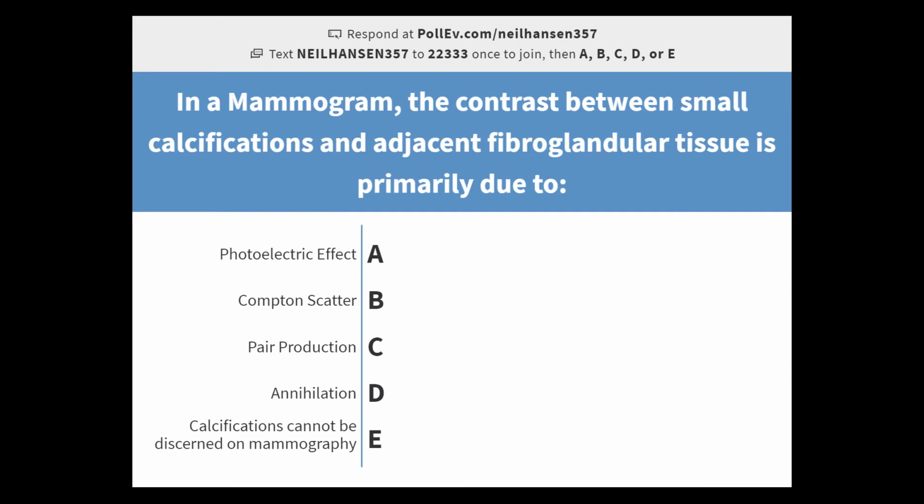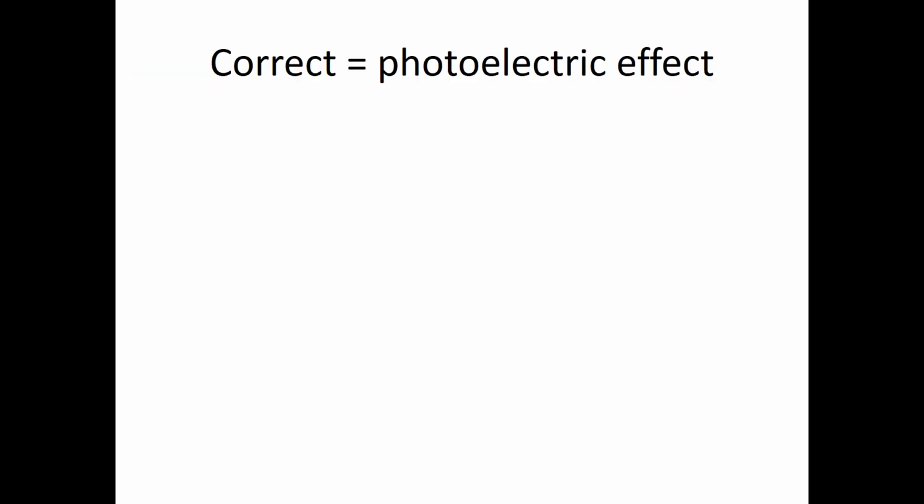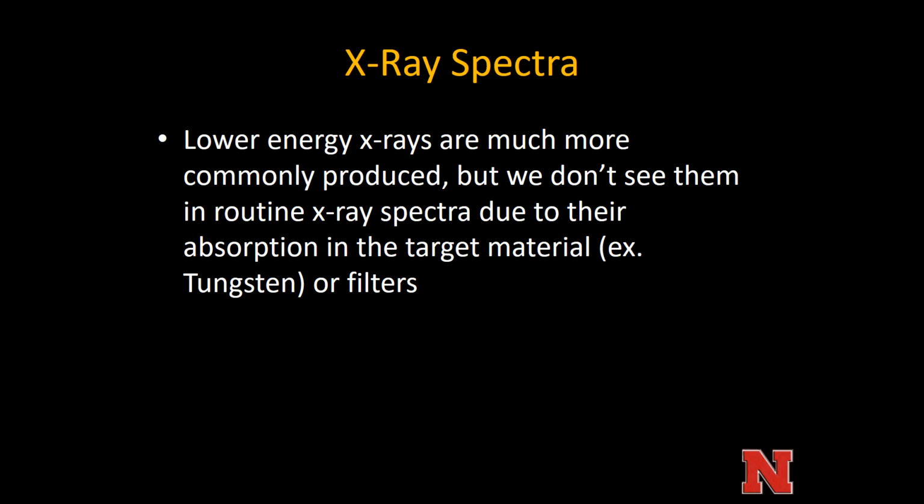In mammography, contrast between small calcifications and adjacent fibroglandular tissue is primarily due to which effect? You can pause now if you need more time. The correct answer is the photoelectric effect. A lot of those are just reviews from last time.